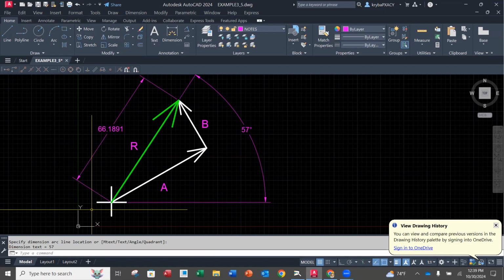And now what that means is my resultant is 66.2 inches per second at a 57-degree angle from horizontal, okay? And it's going up and to the right.